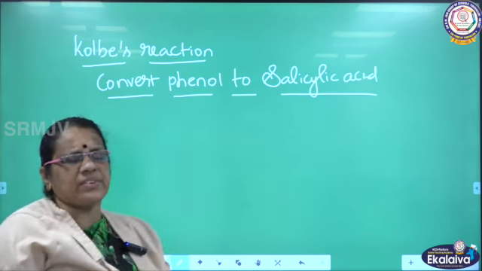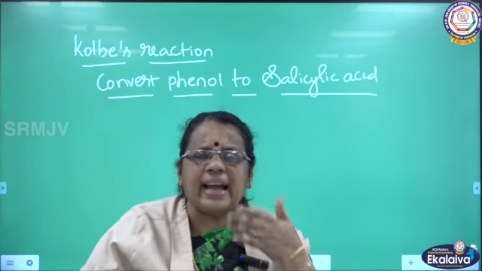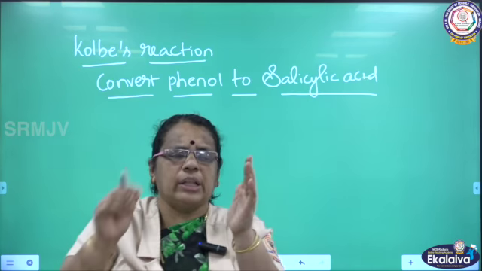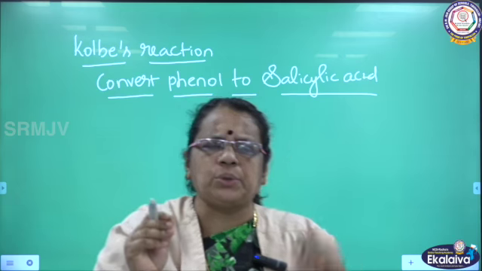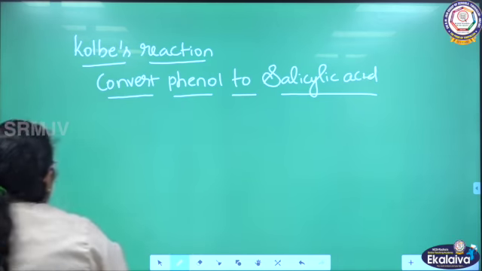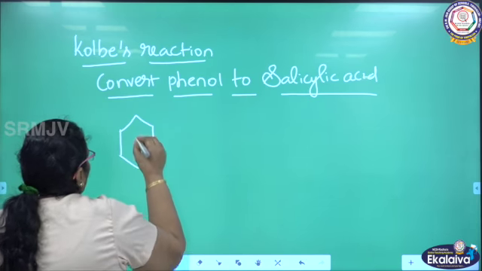They will be asking questions like this. You will not get the naming reaction directly. Indirectly, they will be asking the questions in the exam, as conversions. Convert phenol into salicylic acid. Let me see how the reaction is taking place. Write down phenol. So, what is the first step?